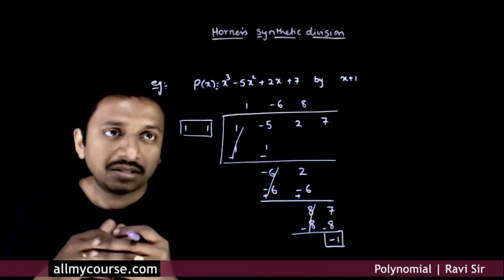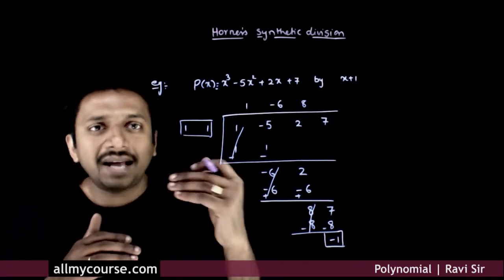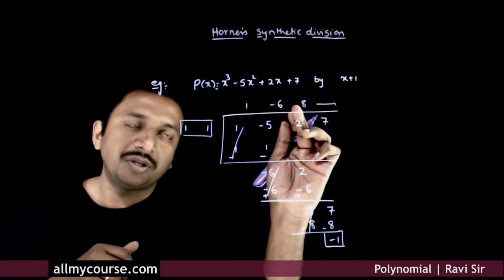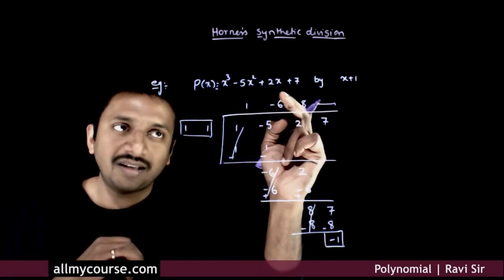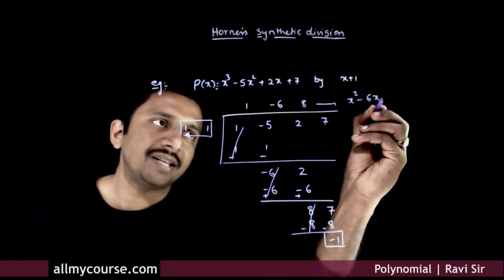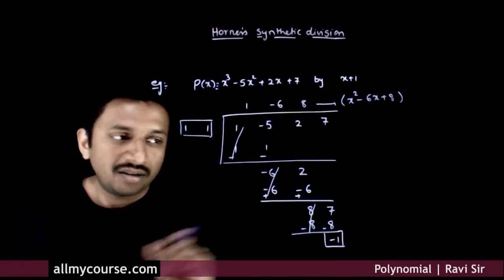So now once you have these numbers, at last you can back convert these into polynomials. So this corresponds to, there are three numbers. So this corresponds to the constant term, this to the x term, this to the x square term. It is x square minus 6x plus 8. That is the quotient.